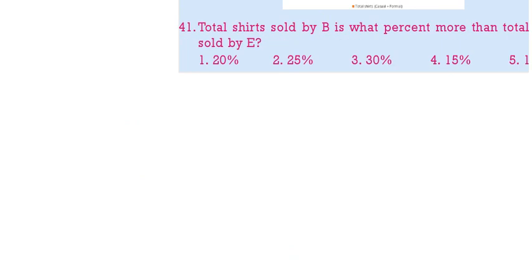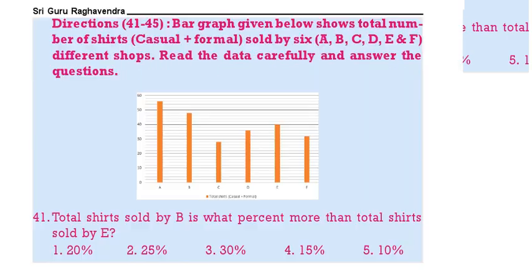Then see the next one. Here the bar graph shows the total number of shirts sold by A, B, C, D, E, F from different shops. Read the data carefully, then answer the questions. Here these are formal and casual shirts. Each single line is equal to 2 units. First of all, we should take A.